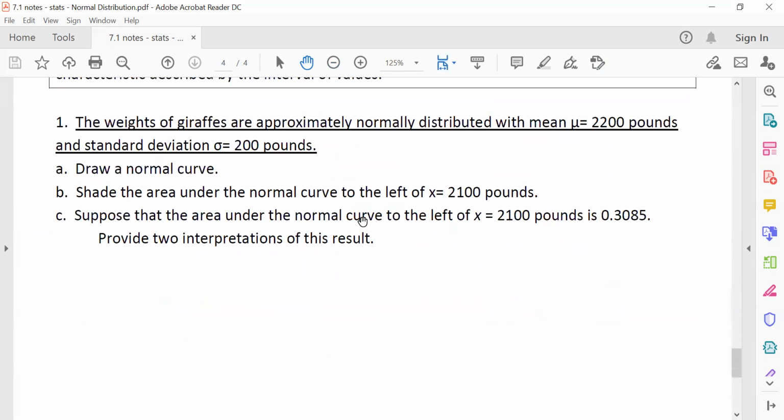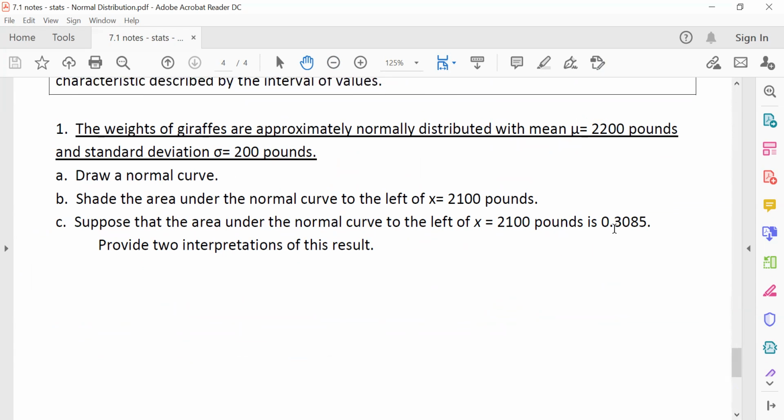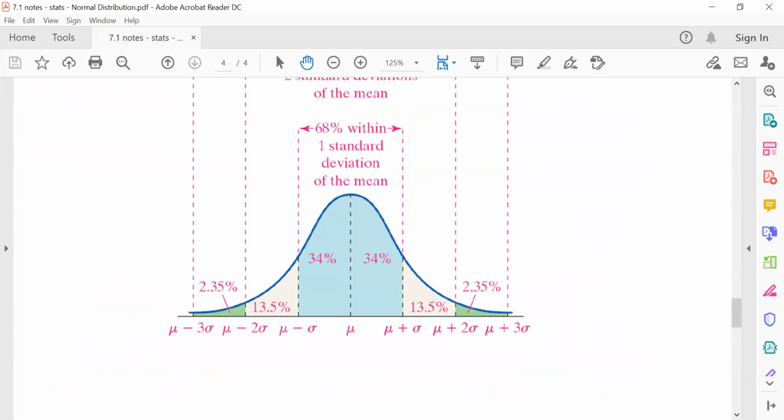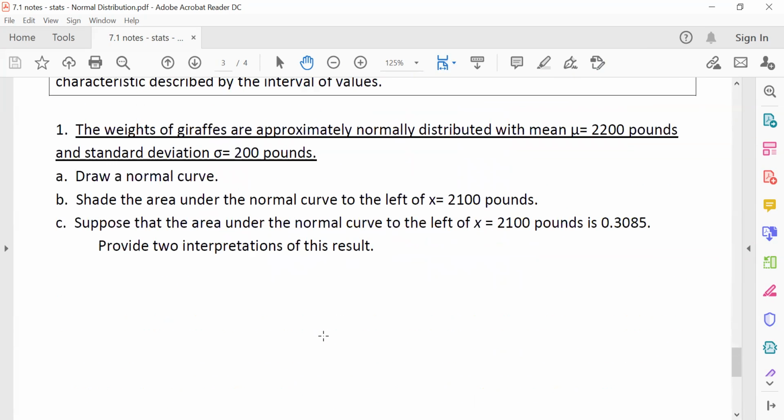But now we'll shade the area under the normal curve. We don't have to worry about that. Suppose the area under the normal curve to the left of 2,100 pounds is 0.3085. That's going to be true, but we can't necessarily see that here because that's actually half a standard deviation. So remember, 2,200 was here, 2,000 was here, and so 2,100 would be half a standard deviation, and we don't have the tools for that yet. But suppose the area under the normal curve to the left of 2,100 pounds is 0.3085.